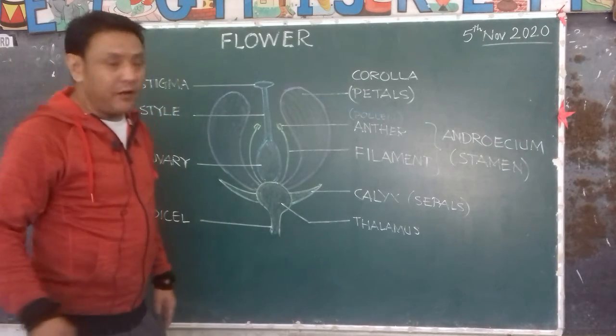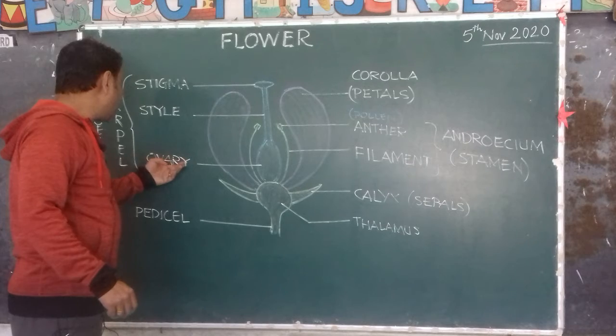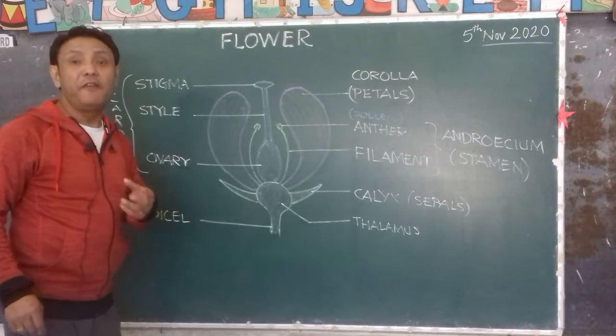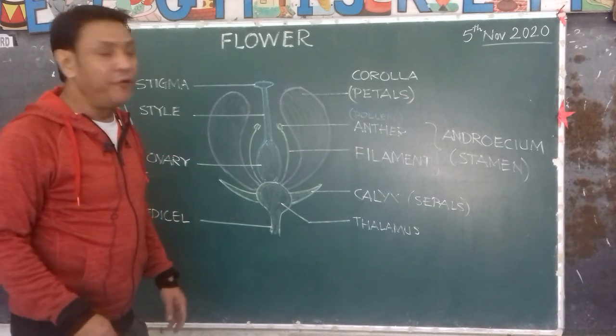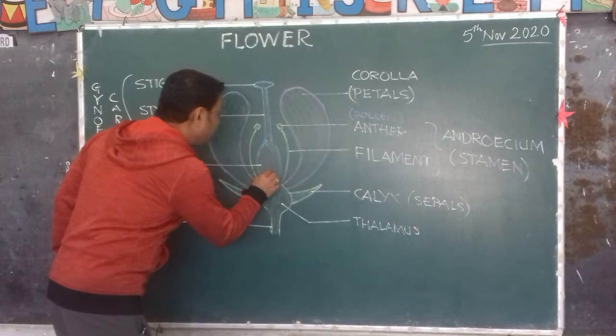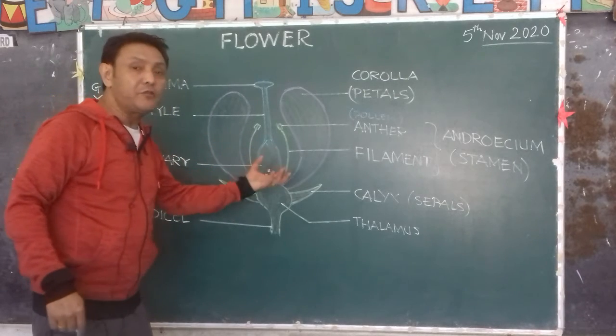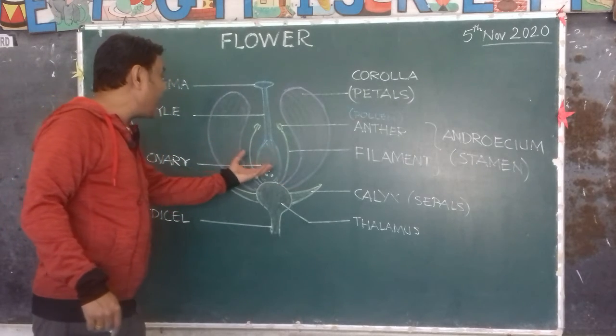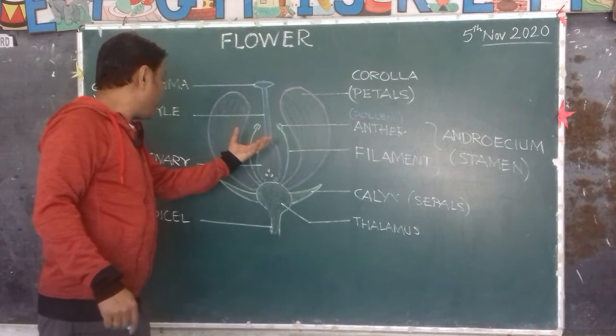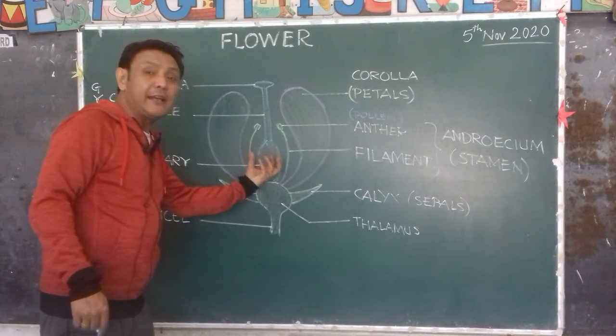Now, you must be wondering what the function of the ovary is. The ovary produces female sex cells called ovules inside. So that is the function of the ovary. The ovary will carry the ovules, or the female gametes, and protect them as well.